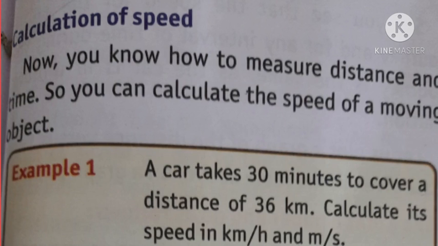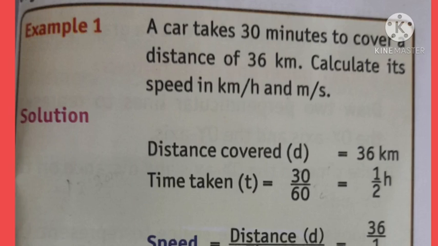So we will see the calculation of speed. Now you know how to measure distance and time, so you can calculate the speed of a moving object. Example: a car takes 30 minutes to cover a distance of 36 km. Calculate its speed in kilometers per hour or meters per second.